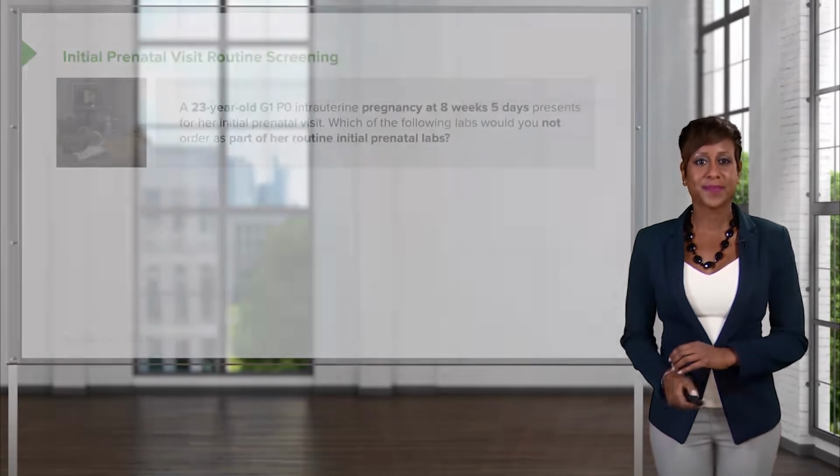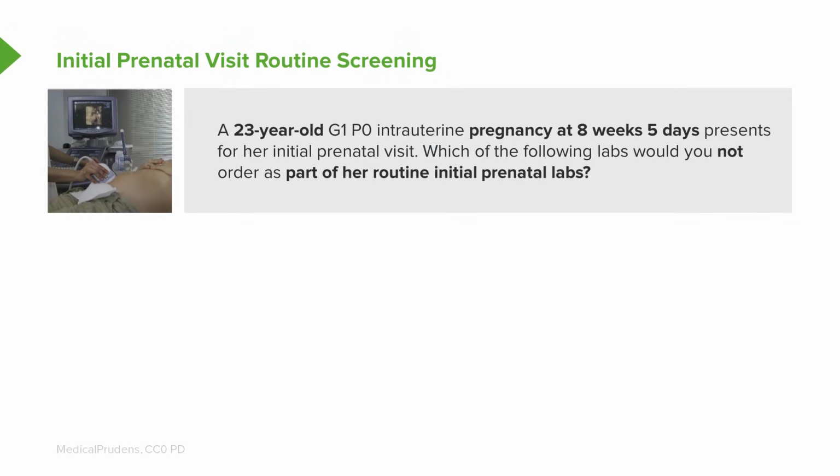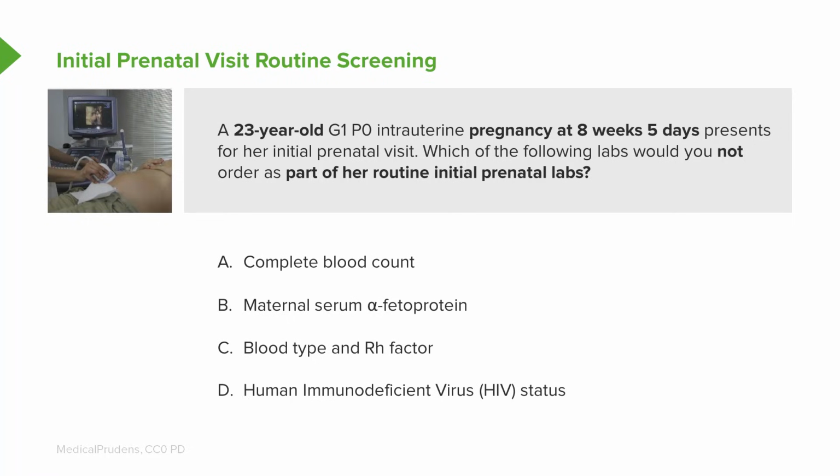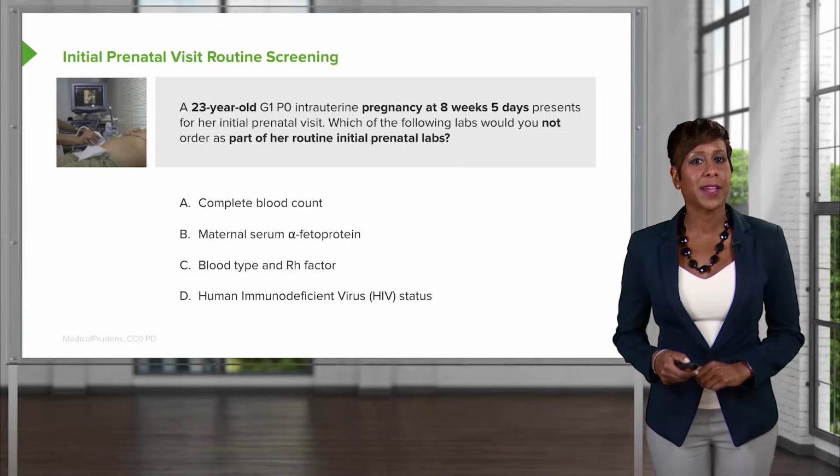So now let's discuss routine screening in pregnancy. So here's a case. A 23-year-old G1 P0 intrauterine pregnancy at 8 weeks and 5 days presents for her initial prenatal visit. Which of the following tests would you not order as part of her routine initial prenatal labs? A, complete blood count. B, maternal serum alpha-fetoprotein. C, blood type and Rh factor. Or D, HIV status. Let's go throughout the lecture to find that answer.